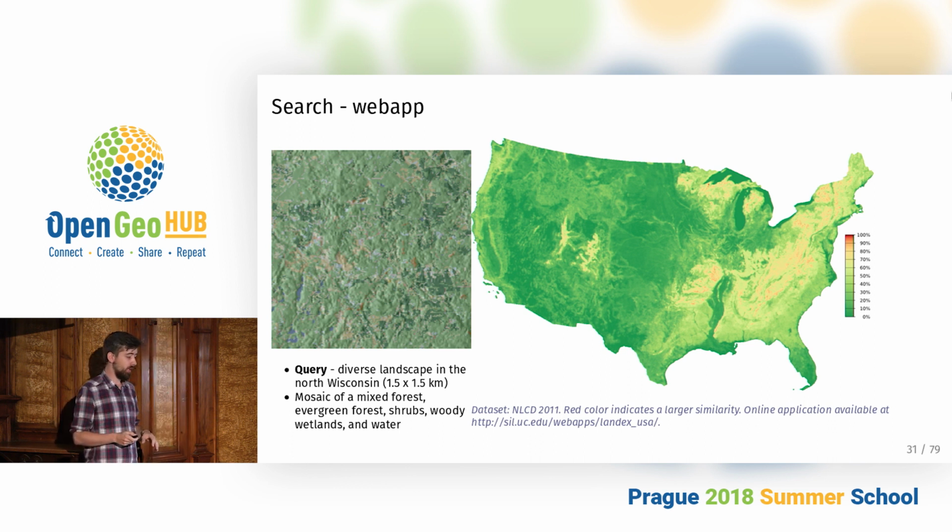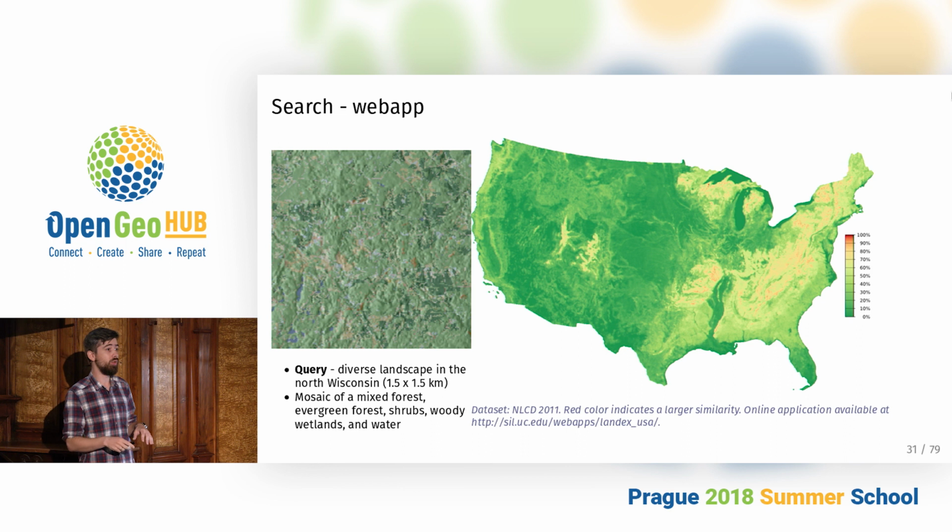We also created a web app, which is available at seal.uc.edu. And this web app is available for the area of US. For example, this is a 1,500 meters area in North Wisconsin, so somewhere here. And I was curious to find where I can find the most similar local landscapes. So with the reddish color, you can find those.